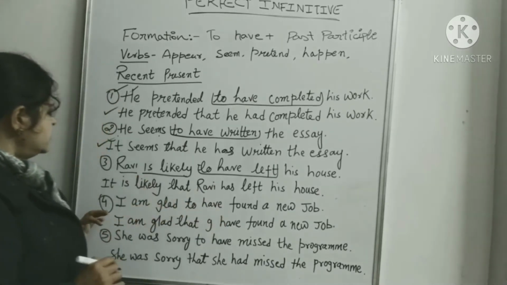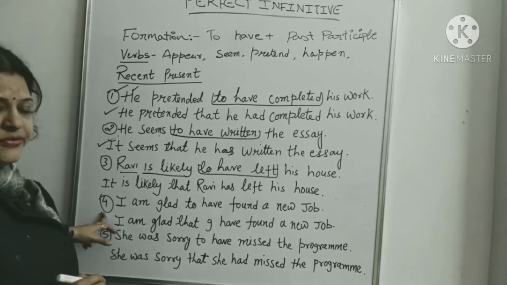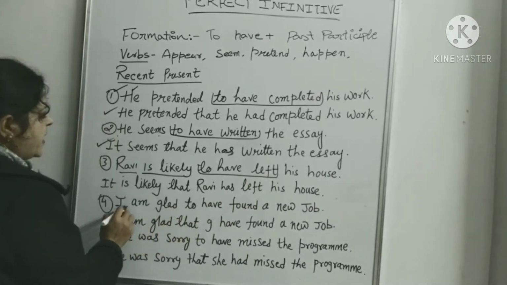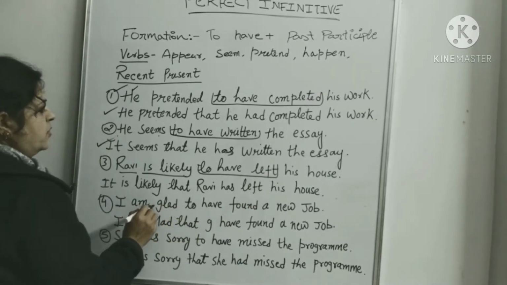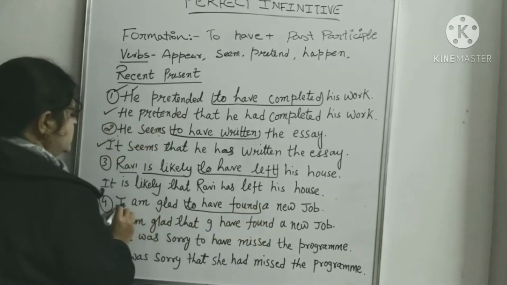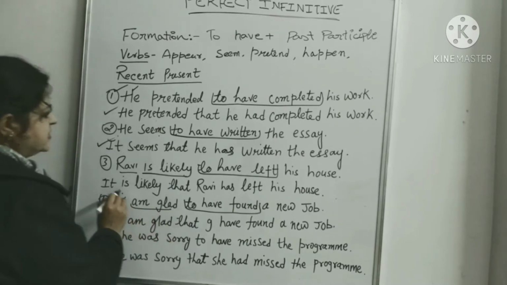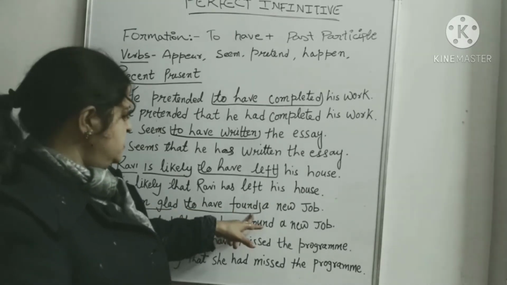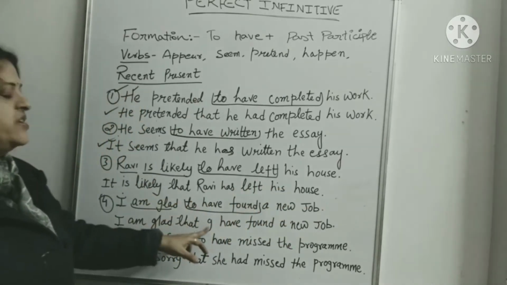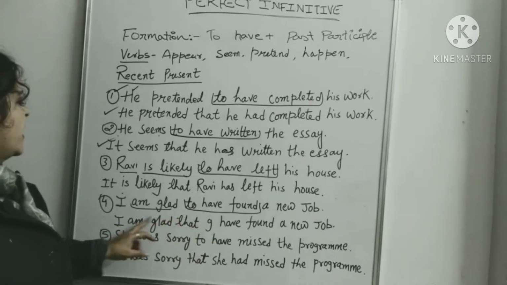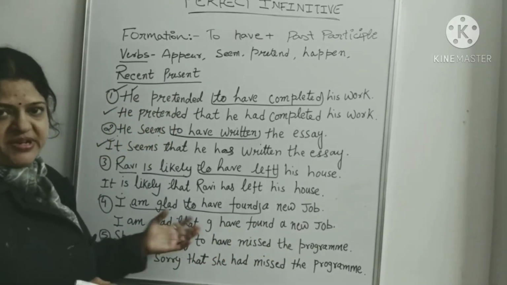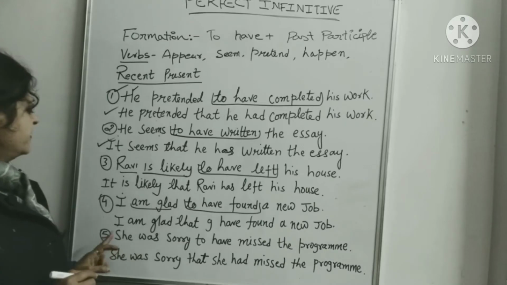Now let's move towards the other sentence. This is number 4. I am glad to have found a new job. This is the formation. So I am glad, this is the verb, I is the subject, to have found. This is the formation of perfect infinitive, a new job. And the same sentence can be written in present perfect like this. I am glad that I have found a new job. This is a sentence of present perfect. Okay. Now next, number 5.